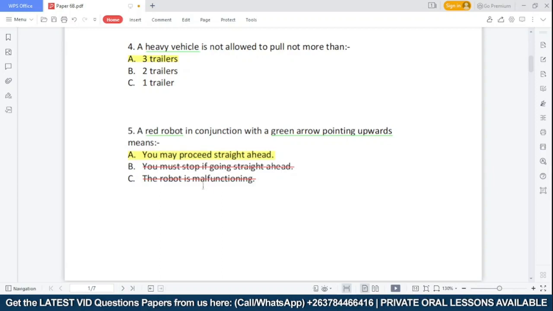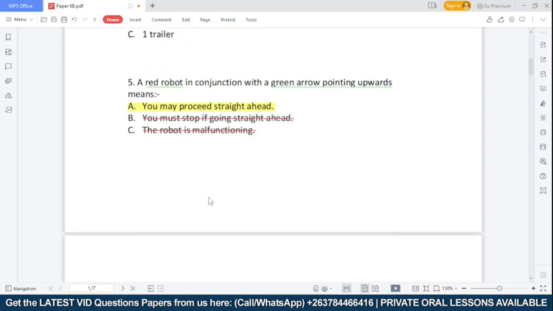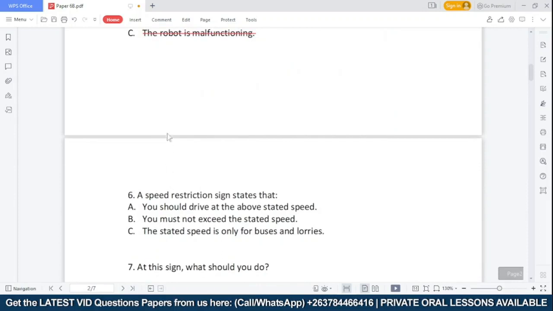So just to round up this question, if you are facing a red robot in conjunction with a green arrow that is pointing upwards, so it has to be pointing upwards, you may proceed straight ahead. If the green arrow is pointing to the right, it means that you may proceed if you are turning to the right. So that's the answer here for number 5.